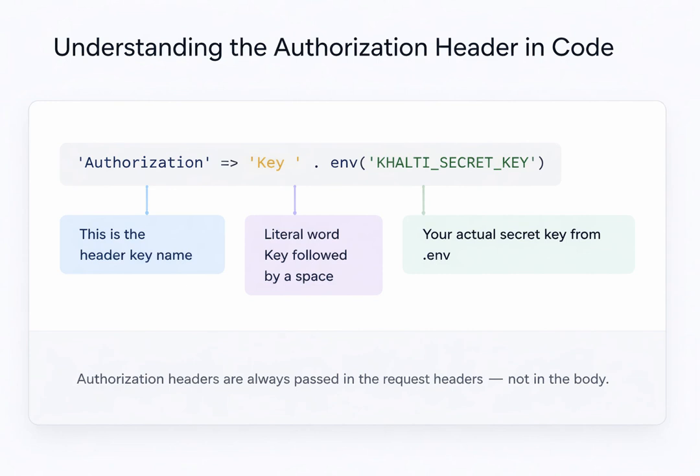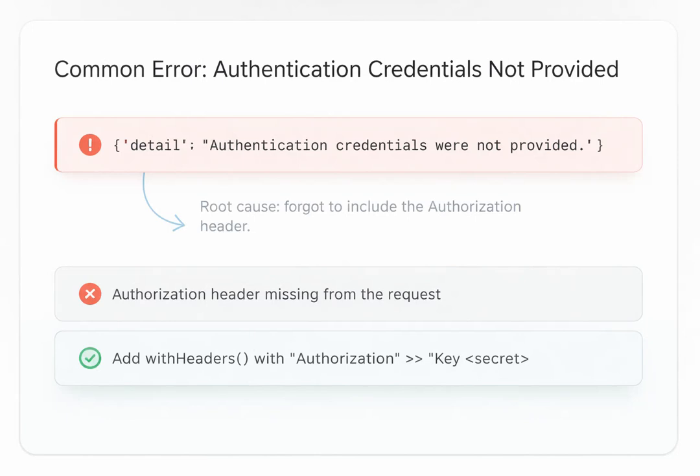And remember, authorization information is always passed in the request headers, not in the request body. That's a standard convention across virtually all APIs. When testing, you might encounter this error: "Authentication credentials were not provided." This means the request was sent without the authorization header. The API requires authentication, but we forgot to include it.